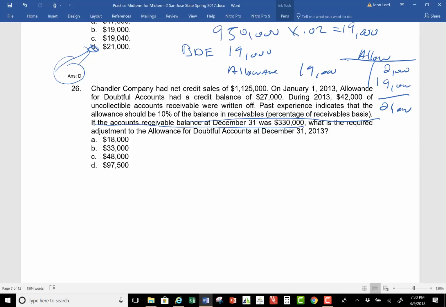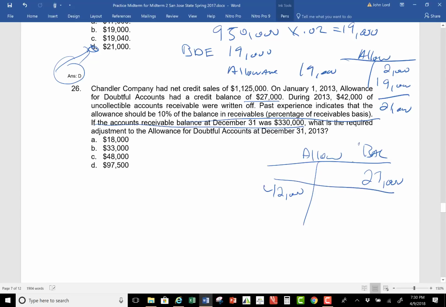Okay. So what happens? It started out with the allowance with how much? Good. 27,000 is what it started out with. That was the starting balance. But then it ended up with what? Write-offs of 42. So if I debit it for 42,000, now the balance in here is 27 minus 42, which is 15,000. It's $15,000 now, but it's a debit, isn't it? Go ahead and put DR next to that just so we remember that that's a debit.